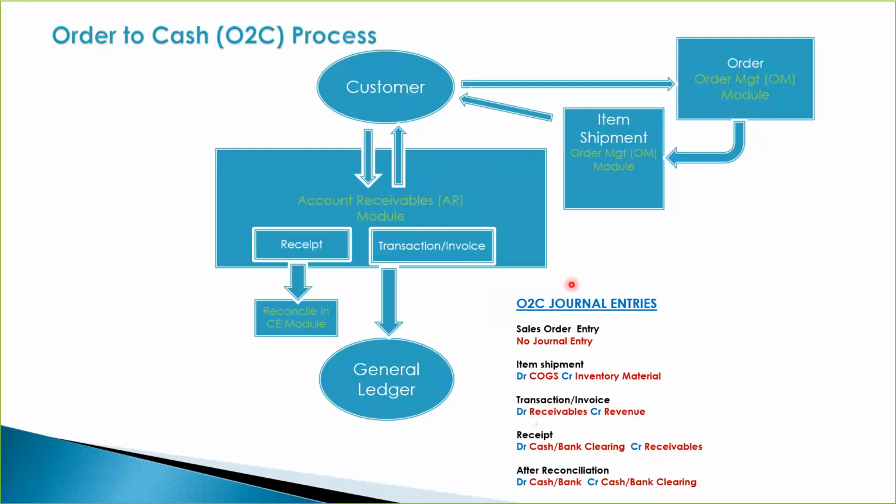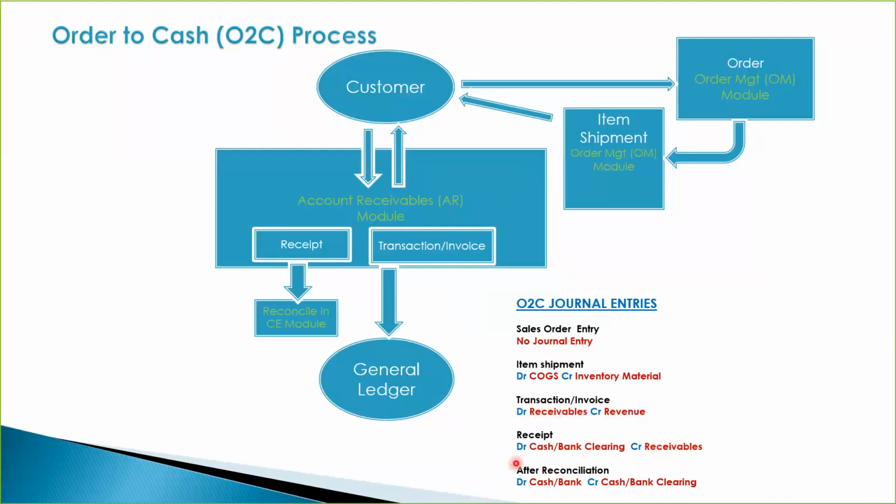Now another journal entry will be the receipt. This is when you receive the payment from the customer. If you're using the cash management module, there'll be an entry for that, and the entry will be a debit to the cash or bank clearing. Remember, we talked about these clearing accounts before, and that these are usually temporary accounts. And then there'll be a credit to the receivables, basically meaning you're offsetting the debit that was there initially with a credit to the same receivables account.